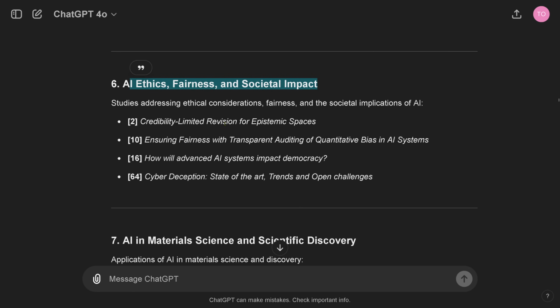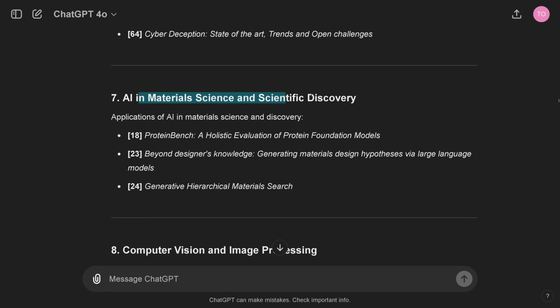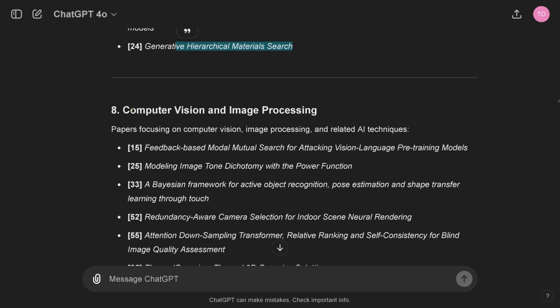So you have a lot of intermixed topic where the same paper can also be listed somewhere else, but it did an extreme, well-reasoned job to position the paper here in those clusters. And I have not told anything about the clustering algorithm or anything else to OpenAI O1. 7, AI material science, scientific discovery, protein bench, yes. Material search with AI, yes.